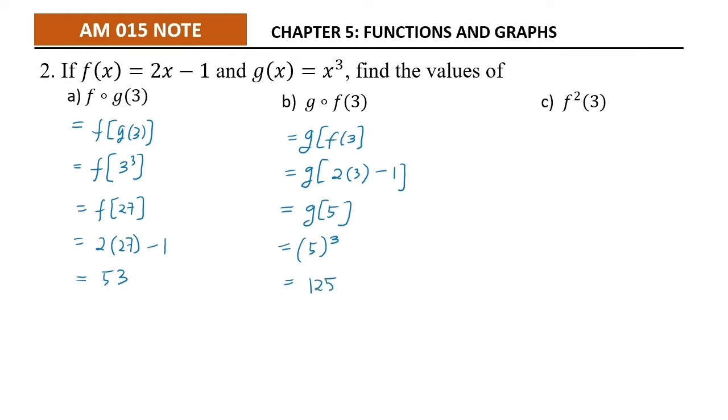c, f squared of 3. So f squared is f of f(3). f(3) is 2 times 3 minus 1, so 6 minus 1 is 5. f of 5, 2 times 5 minus 1 equal to 9.